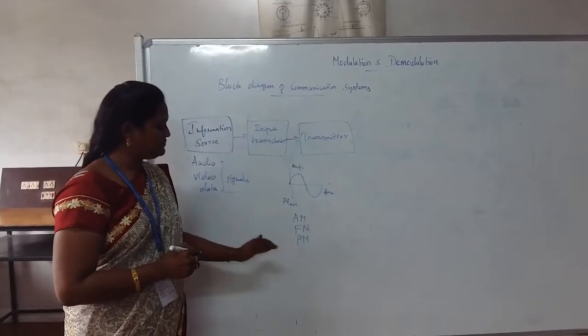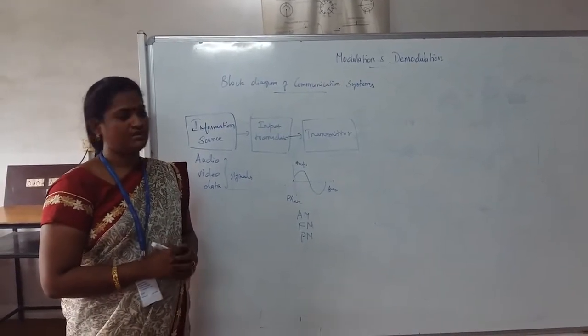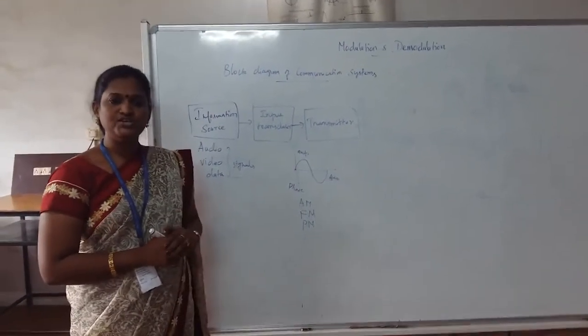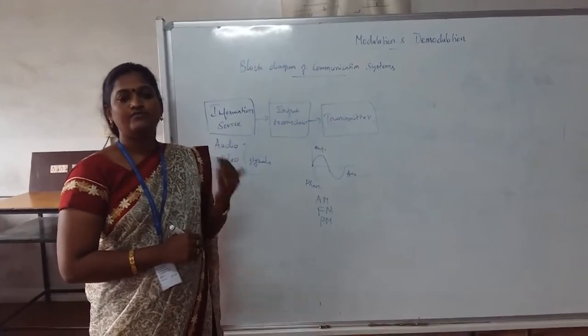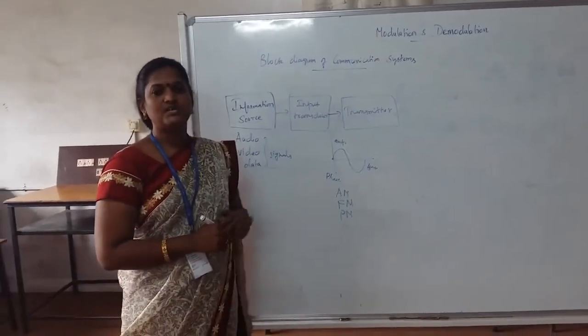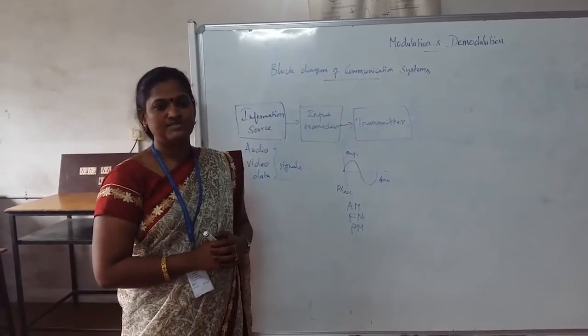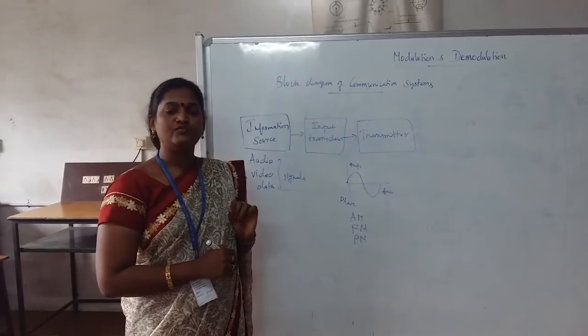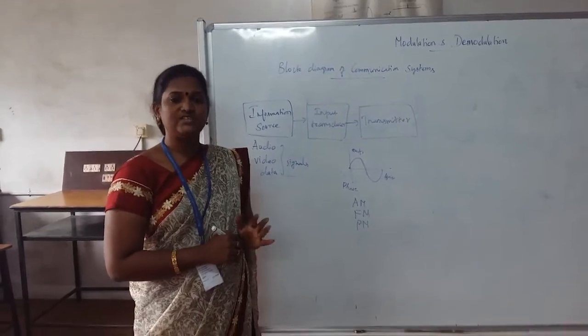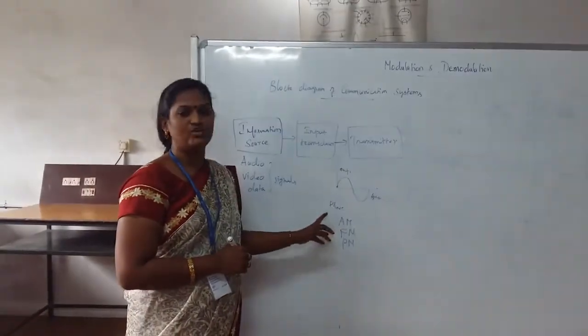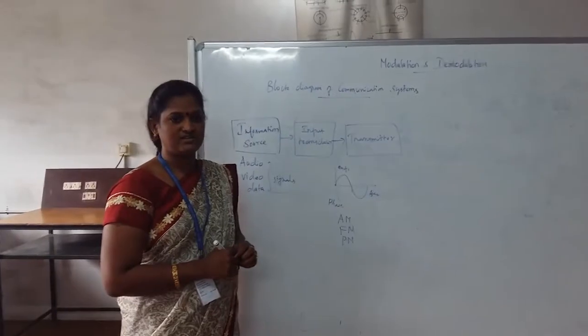So these are the types of modulation. By definition, modulation is the process of varying any of the characteristics of the carrier signal with respect to the instantaneous value of the message signal to be transmitted.